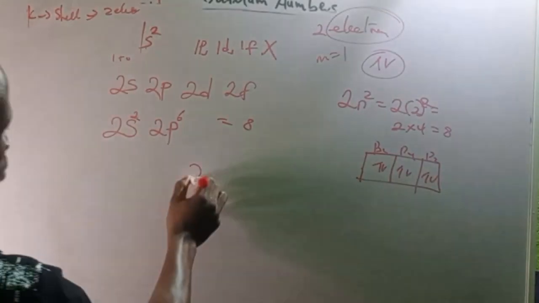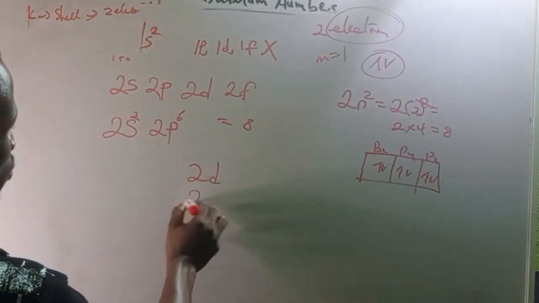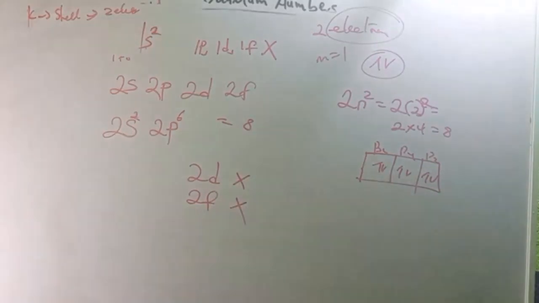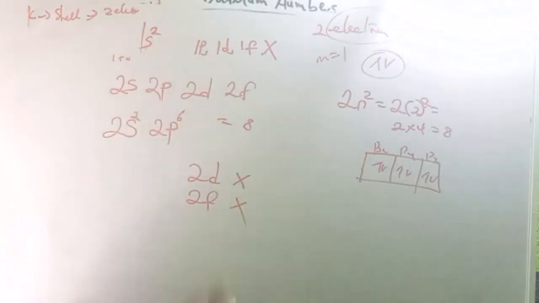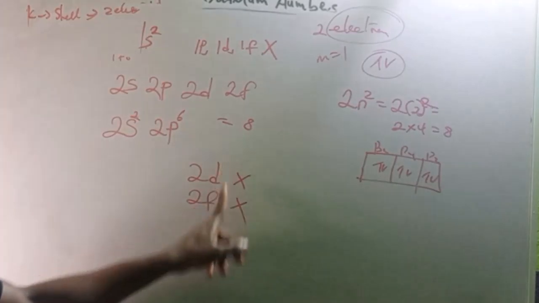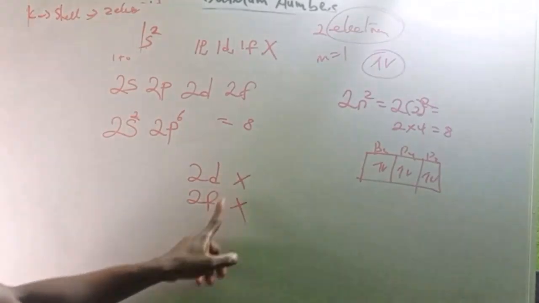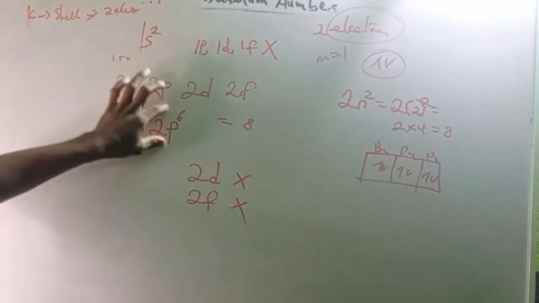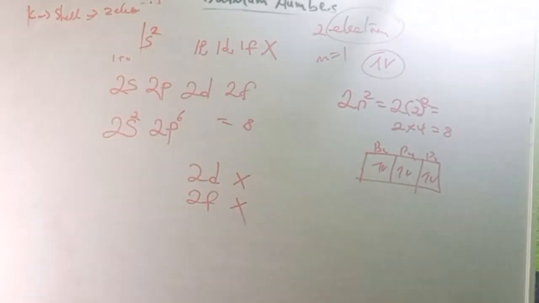So 2d does not exist, therefore 2f does not exist. So they are mechanically forbidden in orbitals. There is no electron that can fill 2d orbitals or 2f orbitals because the second energy level is complete at 2p. Does that make sense to you?